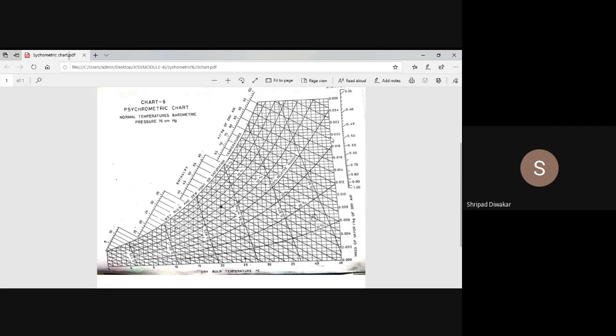First analyze the location of the points DBT, DPT and WBT. These are the most important things. Any doubts? DBT, DPT and WBT. So can we just start with a problem? It will be more clear.